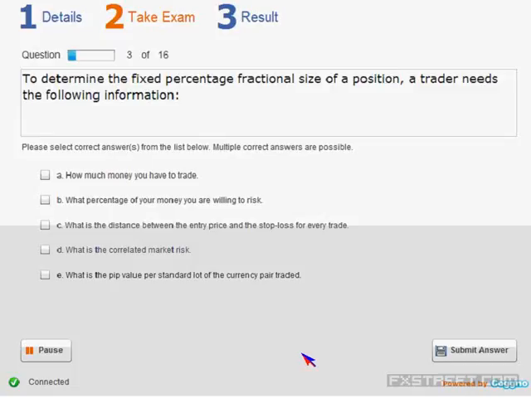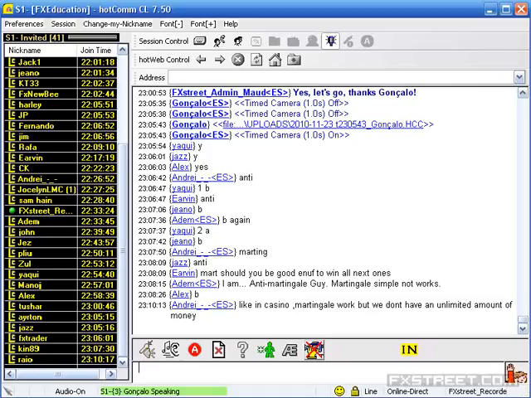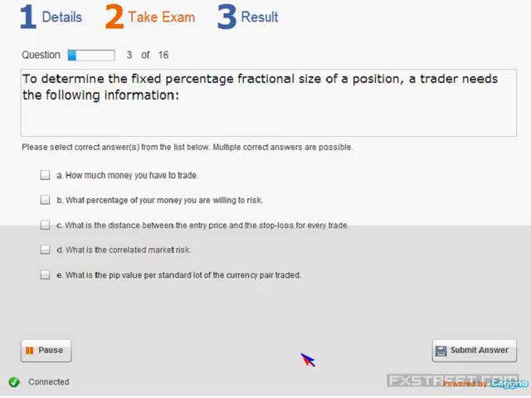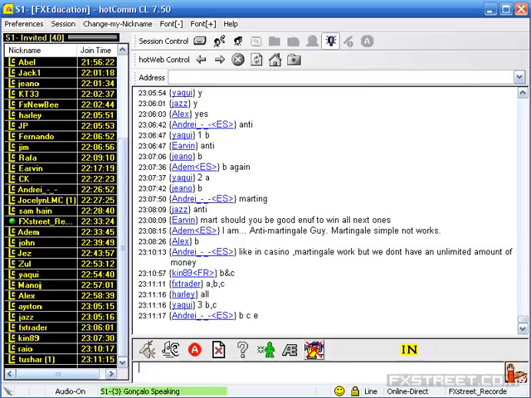In order to calculate a fixed percentage fractional size of a position, you need several elements. There are several variables within the formula. Okay, here you can choose several answers. So you need to know how much money you have in your account, for instance, or what percentage of your money you are willing to risk. I think the question already answers this one because it asks for a fixed percentage fractional size of the position. So B is in.